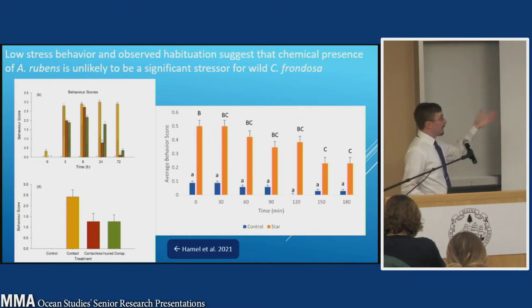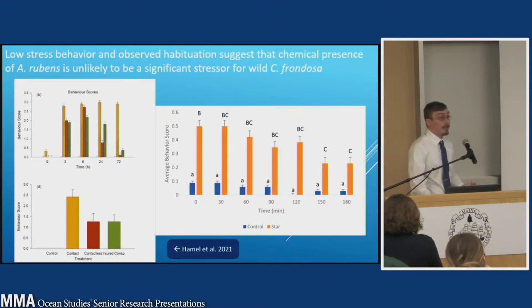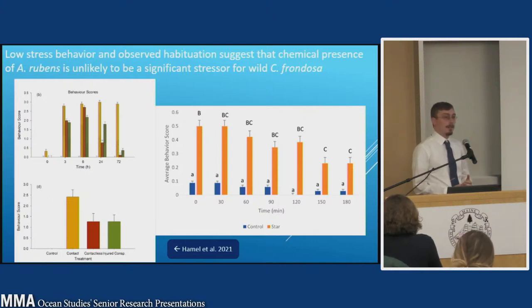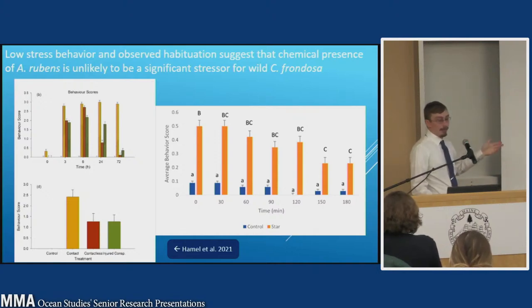As stated previously, the average behavioral stress score decreased by half over the course of 3 hours. In the instance of Hamel et al., this took 3 days for it to drop to a level that was similar to baseline. So this suggests overall that Asterias rubens is not a significant stressor on Cucumaria frondosa, as suggested by low overall scores across the board when exposed to the chemical cues and a very rapid habituation.